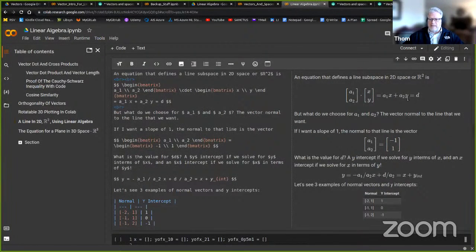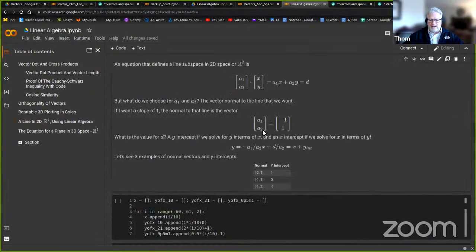So the first thing I'm going to do is subtract a1x from both sides. So the first thing I get is a2y equals d minus a1x. And then the next step is divide both sides by a2. And that's how we get this part, everything divided by a2. So that was a good catch.